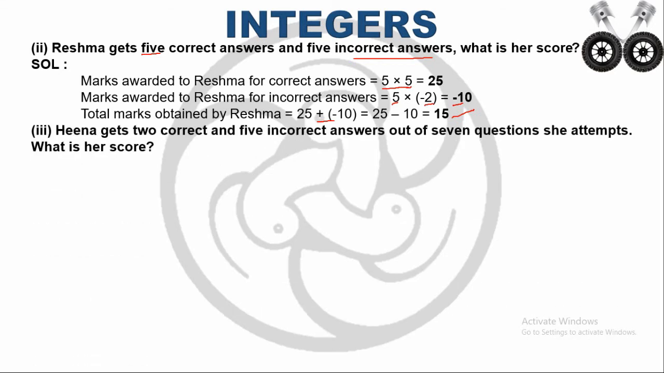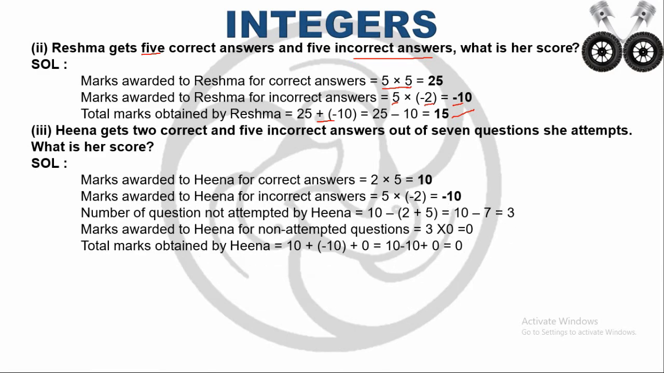Next one is Hina gets 2 correct and 5 incorrect answers out of 7 questions she attempted. What is her score? How many questions did she answer correctly? She wrote 2 correct answers. So 2 into 5, the mark awarded for a correct answer, equals 10. The incorrect answers written by Hina are 5. The mark awarded for an incorrect answer is minus 2. So 5 into minus 2 equals minus 10.